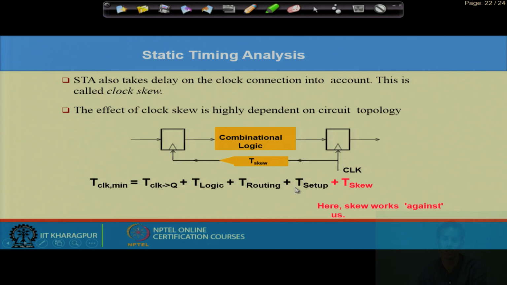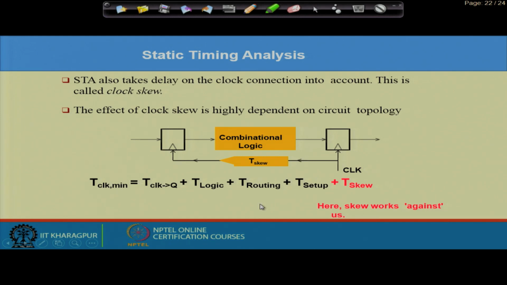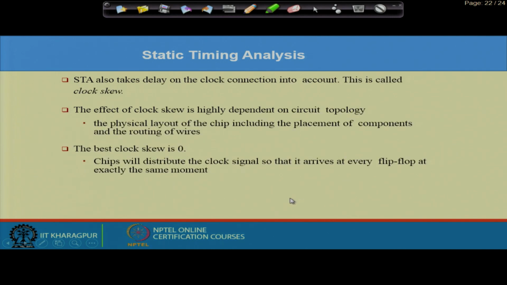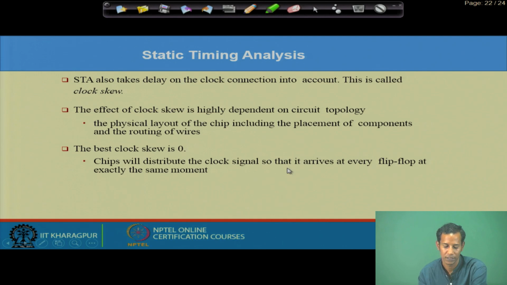This is the skew. Sometimes we use the skew for benefit in the circuit, and static timing analysis takes the delay on the clock connection into account. This is called the clock skew, and the effect of clock skew is highly dependent on circuit topology, the physical layout of the chip including the placement of the components and the routing of the wires. The best clock skew is 0, which means there is no difference between the clock edges arriving at the various sequential elements present in your digital circuit design.